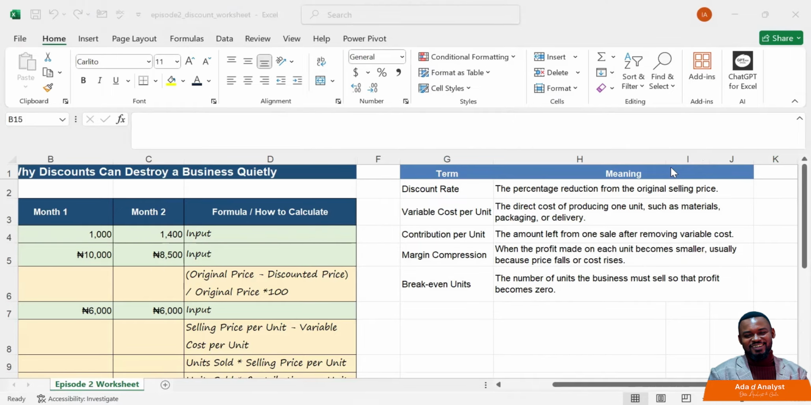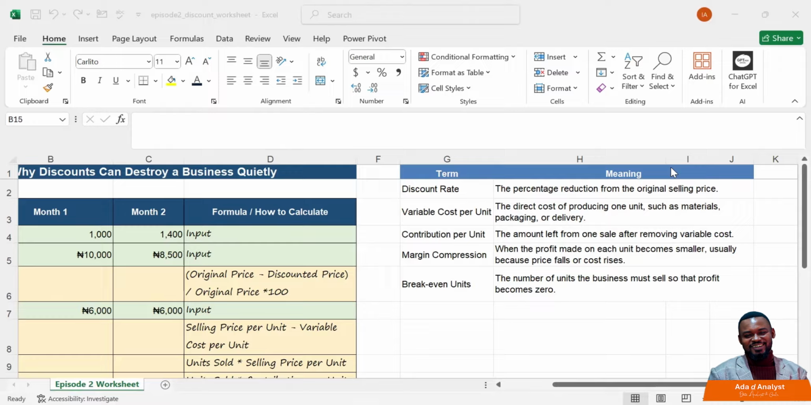Discount rate is a percentage reduction from the original selling price. An example is saying that the selling price of a product is 10,000 naira. Then when you ask for a discount of 10%, 10% is taken out. So the new price will now be the discounted price.